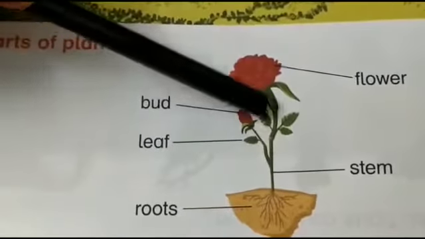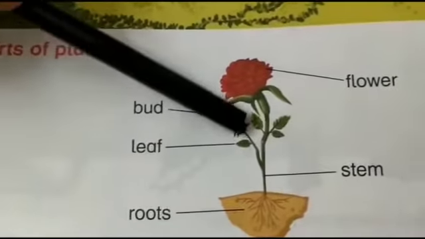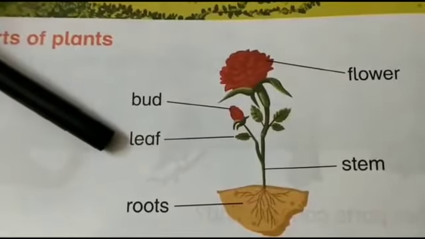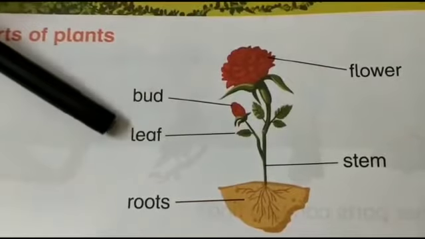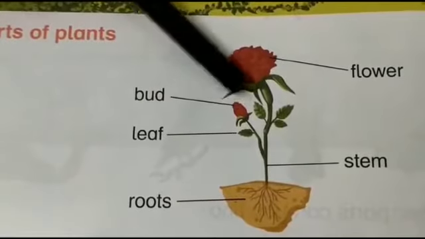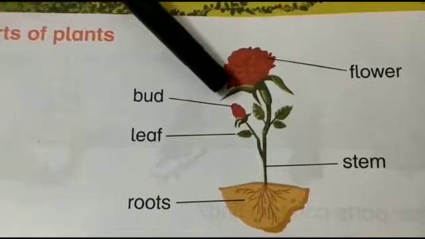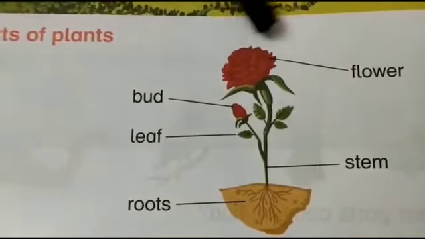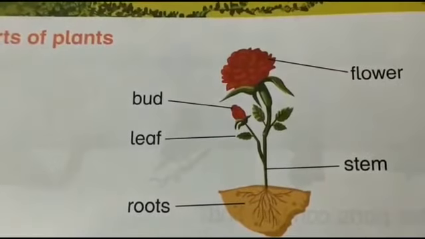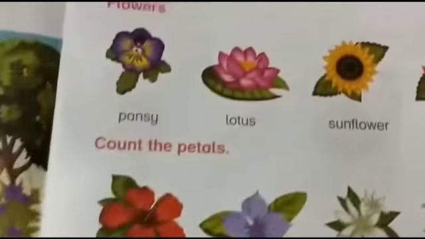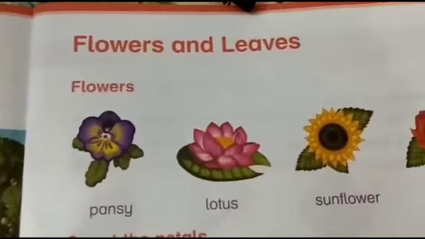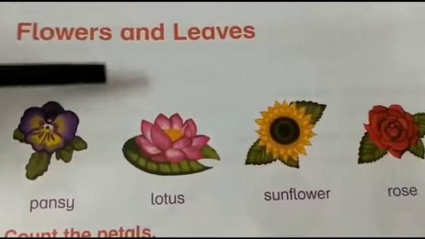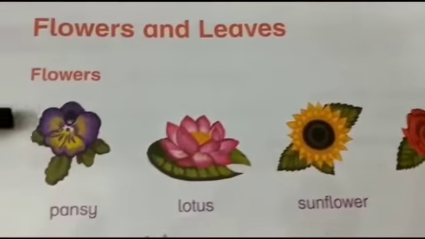Stem helps the plant to stand. Then there are green leaves, and one is leaf and many are leaves. And this small flower which is not opened, we call it bud. And this is flower. Okay, now there are a few flowers on this page, flowers and leaves. Let's learn a few more things about flowers and leaves.